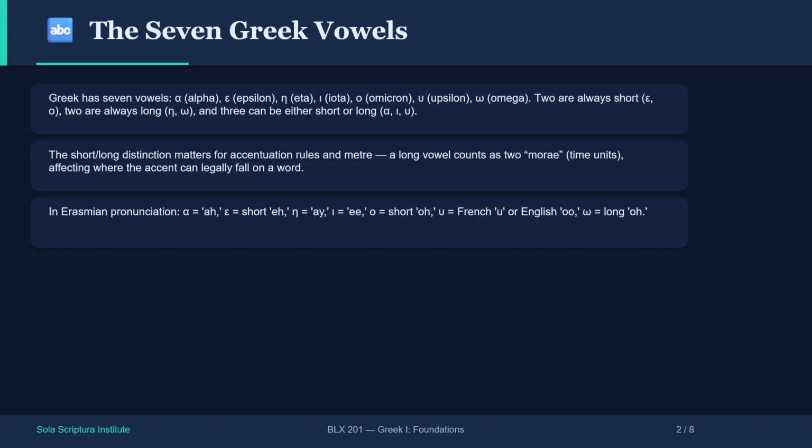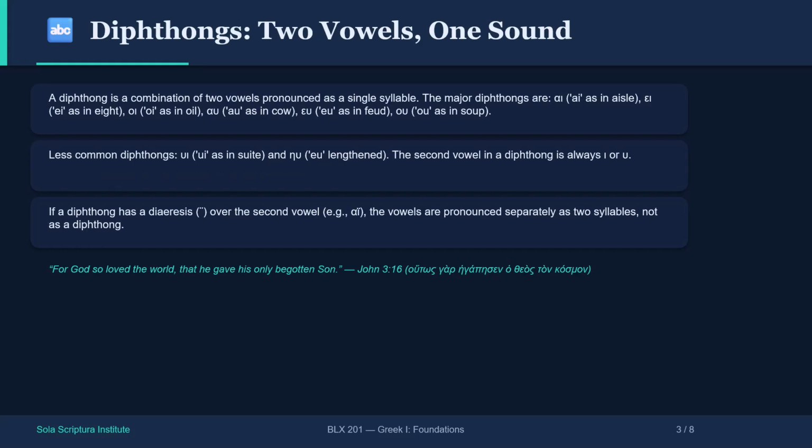So when you're looking at Erasmian pronunciation, the alpha is like the A in father, while the epsilon equals short E, right? And the eta, as I said, is AY, the iota, EE. You can see the 2 E there. Omicron, short O, and the upsilon equals like the French U, or U in English. And the omega is the long O. Not the short O, but the long O. So those are the 7 vowels.